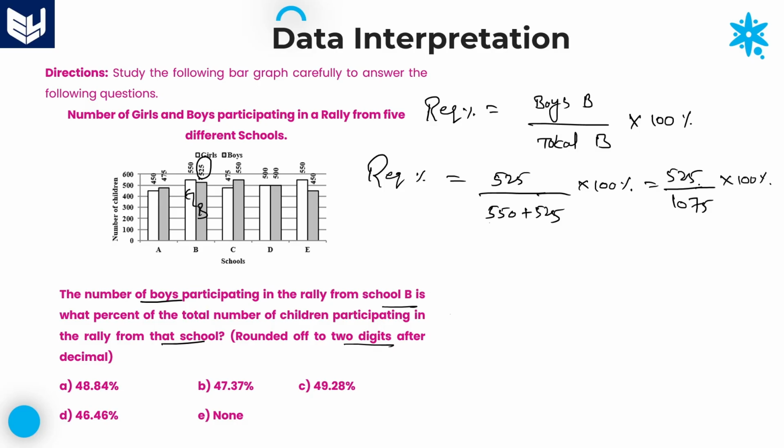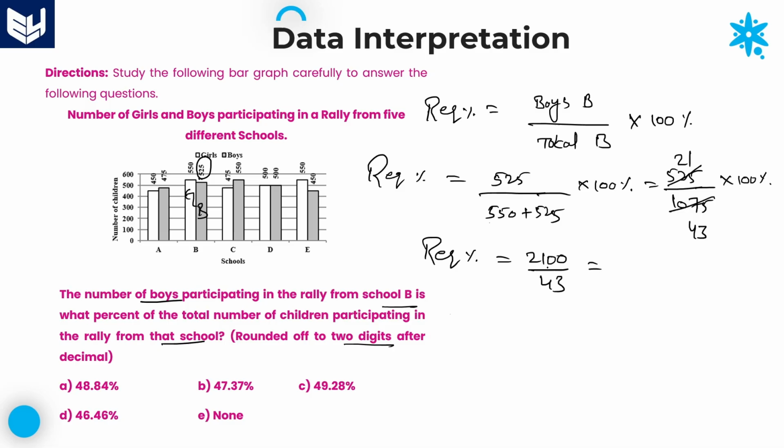Now here we can cancel with the 25 table. 25 2s are 50, 25 21s are 525, and 25 43s are 1075. So it is 21 by 43 into 100. So that value is nothing but 2100 divided by 43. Calculate one by one.